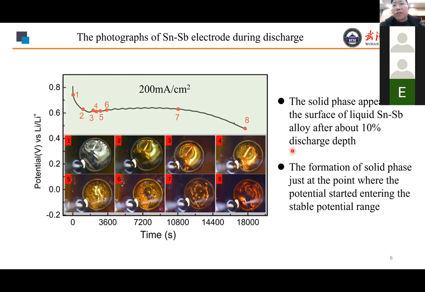These are pictures of the electrode surface at different discharge times. The solid phase starts to grow at about 10% discharge depth. After 20% discharge depth, the solid phase has fully covered the surface of the liquid electrode. The solid phase appears just at the point when the potential starts entering the stable range.